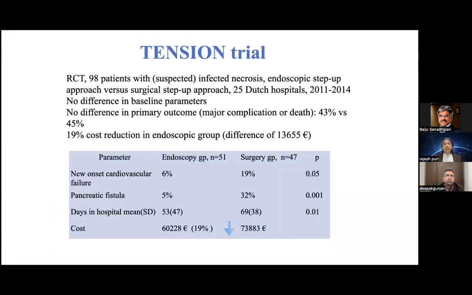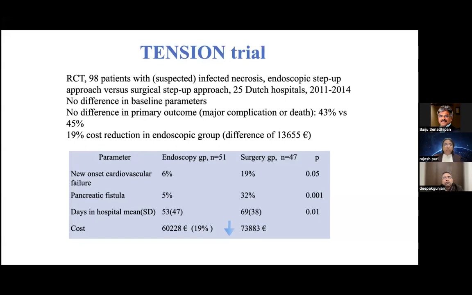Another important trial, the TENSION trial, a randomized controlled trial of 98 patients with suspected infected pancreatic necrosis. Here they used the plastic stent, if I'm not wrong, and they compared the endoscopic step-up approach versus the surgical step-up approach in 25 Dutch hospitals.